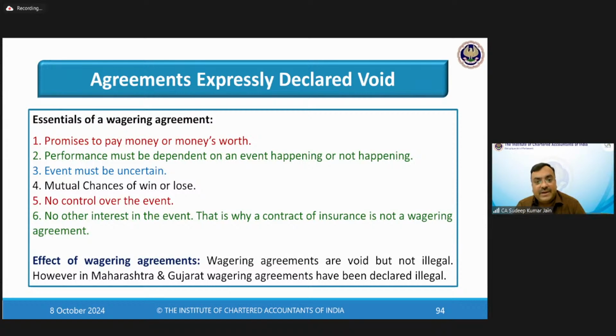Effect of wagering agreement. Wagering agreements are void but not illegal. However, in case of Maharashtra and Gujarat, wagering agreements are illegal. Wagering agreements are void in the whole of India, but illegal in two states only, Maharashtra and Gujarat. Right? Please एक बार पढ़ लीजिए, because a direct question may be asked on the essentials of a wagering agreement. पढ़ लीजिए बच्चों जरा एक बार.